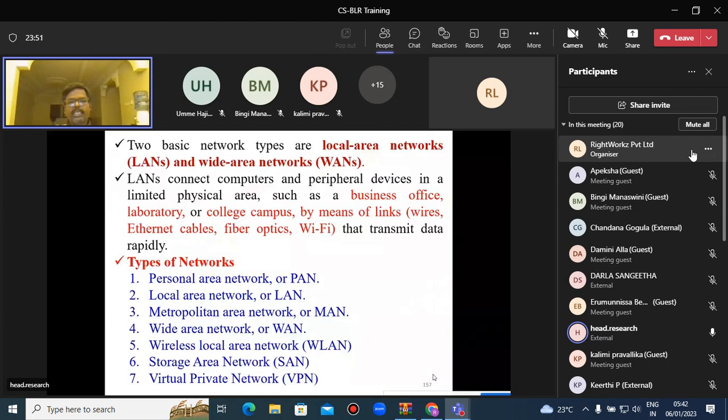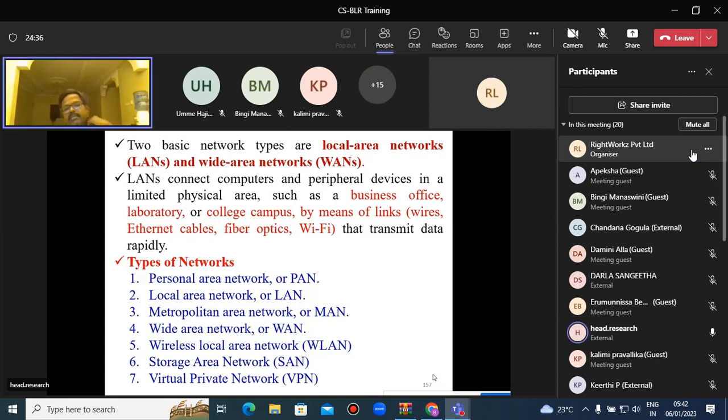Then metropolitan area network, that is called MAN. That means you are staying at Chennai and your parents are in some other place, okay, and you are communicating with the computers through the internet. So your parents are at Hyderabad and you are at Chennai, but you are both sharing the data between your system and your parents' system. That means maybe client server or server client systems. Such type of network is called metropolitan area network.